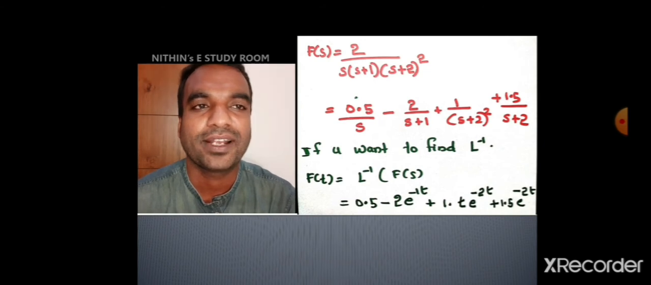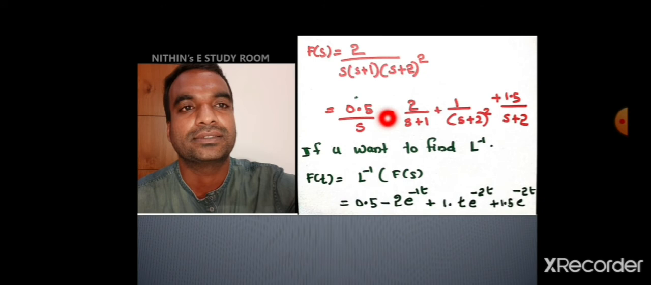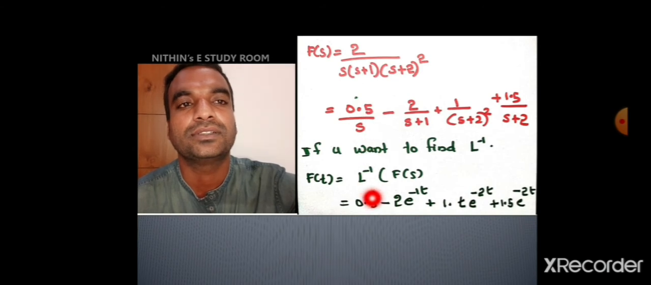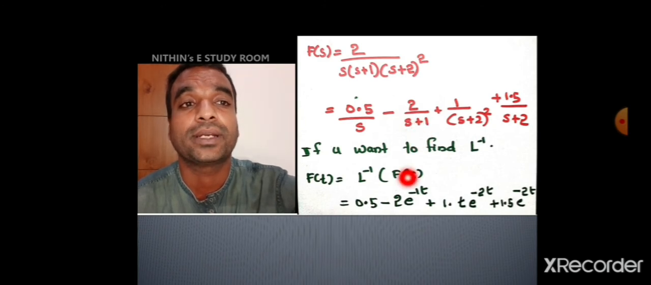Now how can you find the inverse transform? You can directly apply it. 1 by s, its inverse is 1. So 0.5 by s means its inverse is 0.5. And the second term, 2 by s plus 1. So 1 by s plus 1 is equal to e raised to minus 1t. So 2 into e raised to minus 1t.